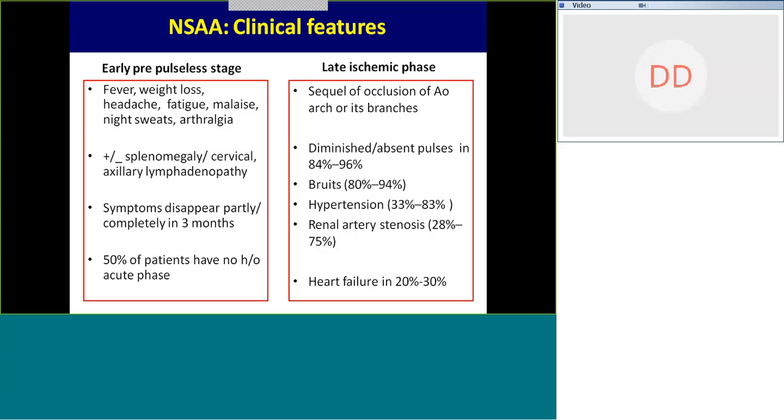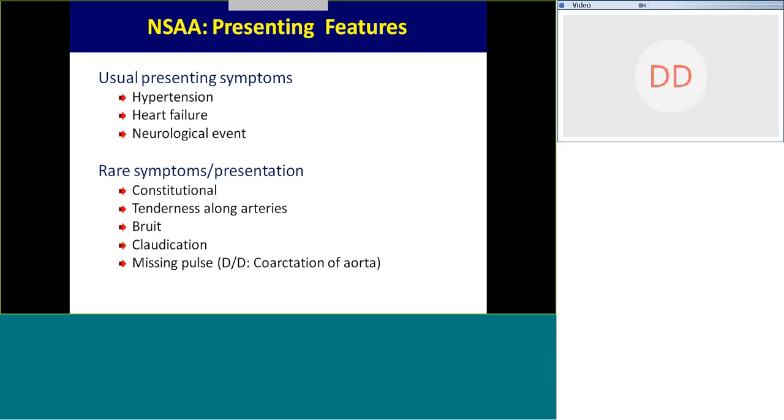Some of these patients will present with heart failure, and heart failure will be more because of left ventricular dysfunction, and we will come to it as we go on. So the usual presenting symptoms would be hypertension and heart failure, and the onus is on the physician or the pediatrician to examine all the pulses to make this diagnosis.